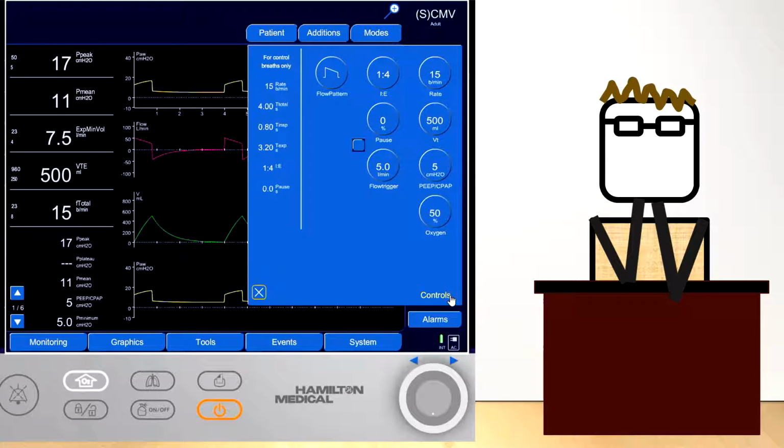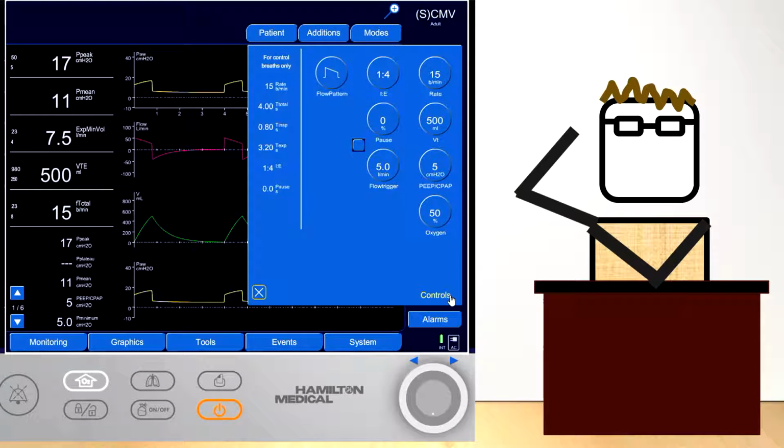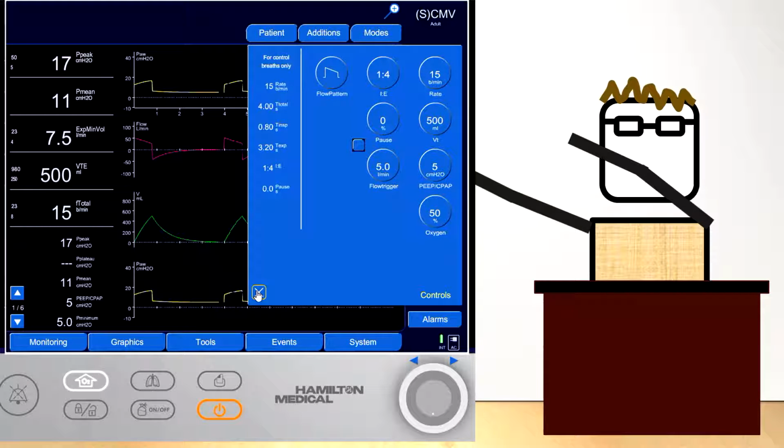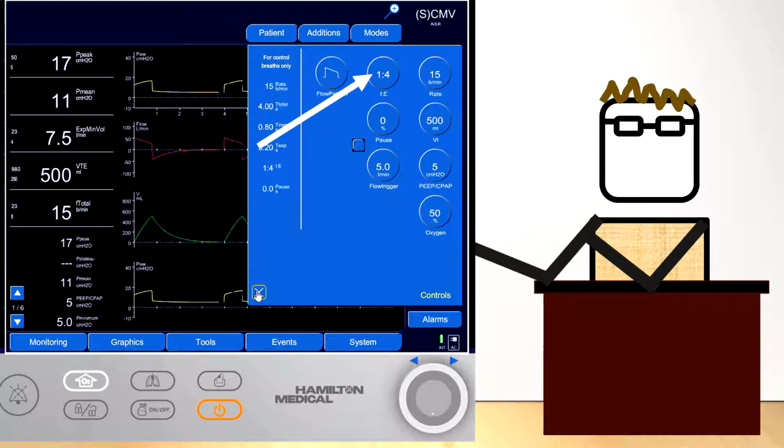The main variables the user will set when setting a patient up on volume control ventilation are the tidal volume, the rate, and the PEEP. Advanced users may find it necessary to alter the flow rate and the inspiratory time, i.e. the I:E ratio, but this is not usual.